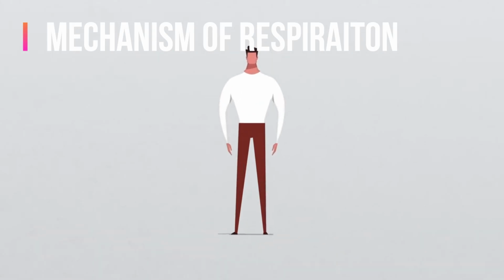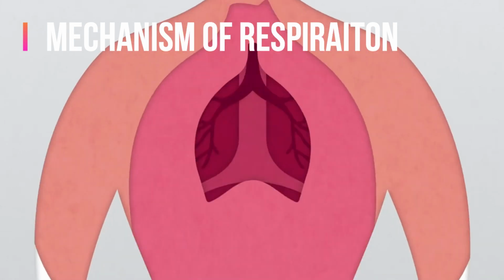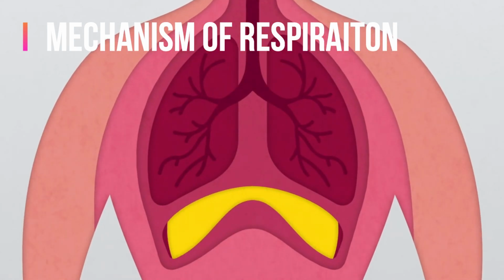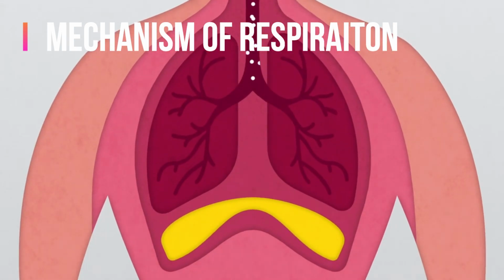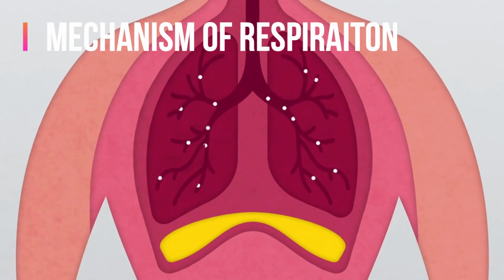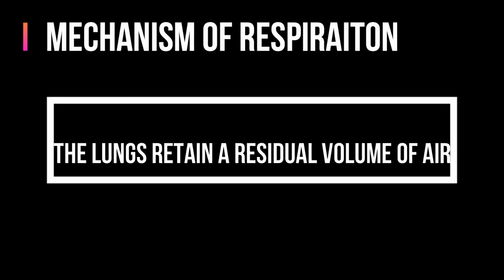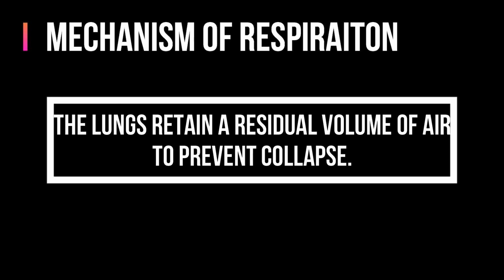One important point I want to discuss with you is that during the breathing cycle, when air is taken in and let out, the lungs always contain a residual volume of air so that there is sufficient time for oxygen to be absorbed and for carbon dioxide to be released. And due to this residual volume of air, our lungs do not collapse.